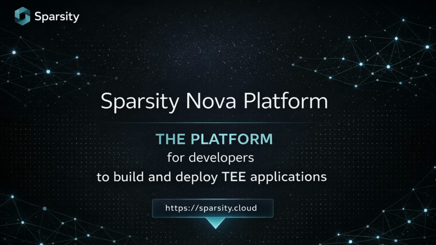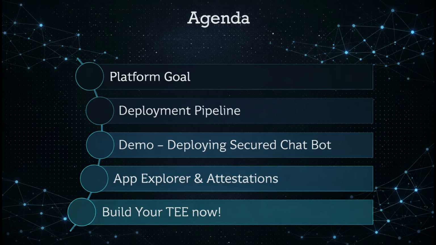Welcome to the Sparsity Nova platform introduction. At the intersection of Web3 and AI, trust is the most critical issue. How do you convince users that your AI agents won't leak their privacy?